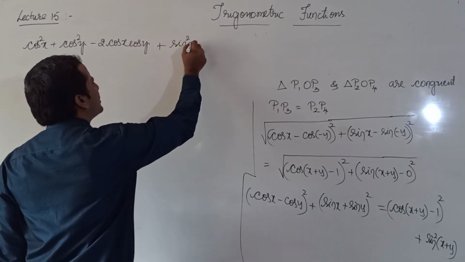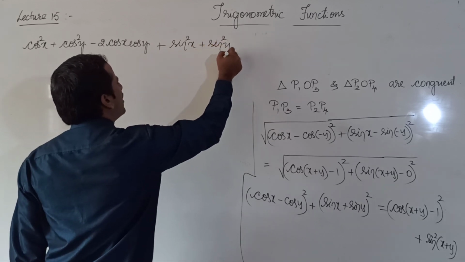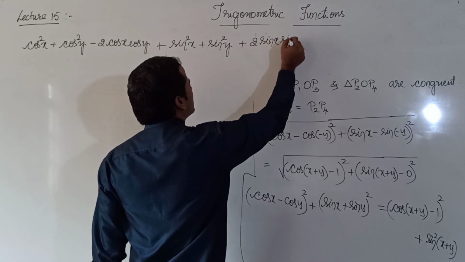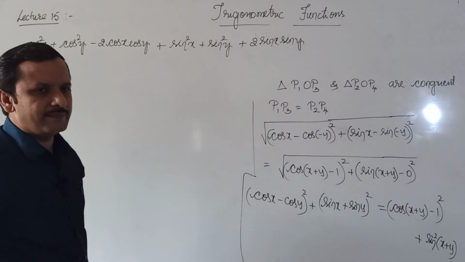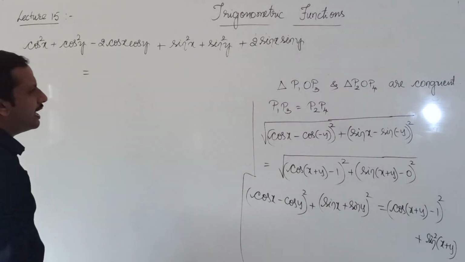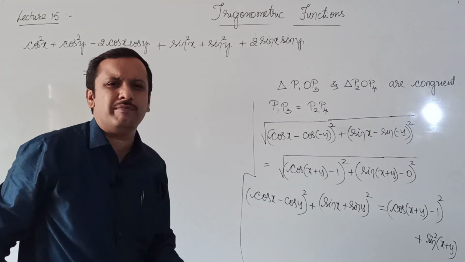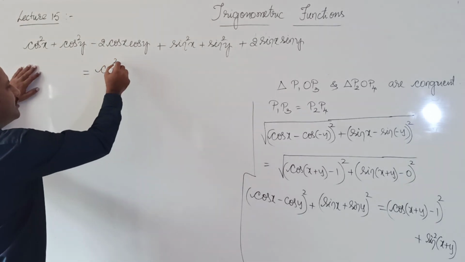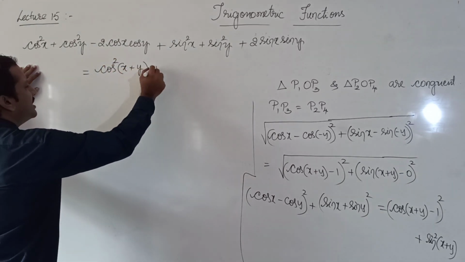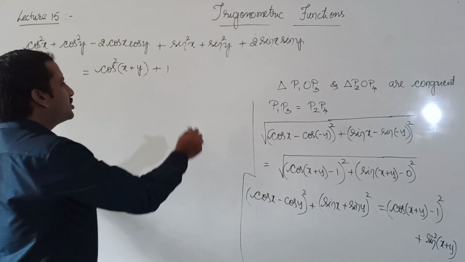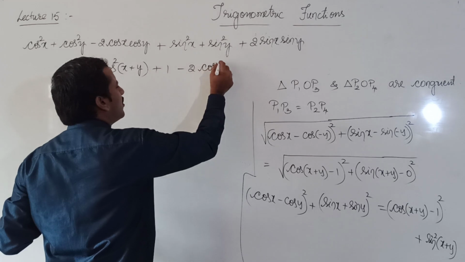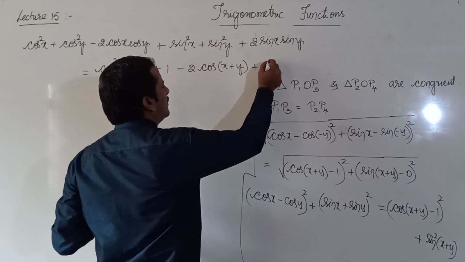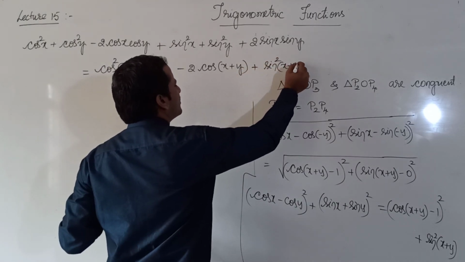So that will be sin²x + sin²y + 2 sin x sin y, is equal to, on the RHS, what do you have? There, (cos(x+y) − 1)². There again I am using the (a − b)² formula. a² that is cos²(x+y), plus b² that is 1² which is 1, minus 2ab, that is minus 2 cos(x+y), plus sin²(x+y).